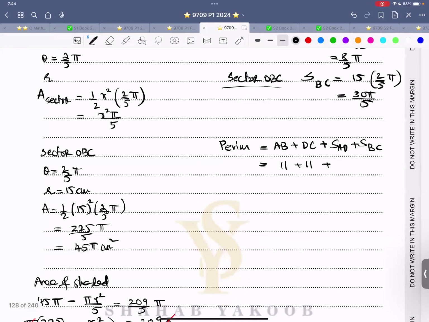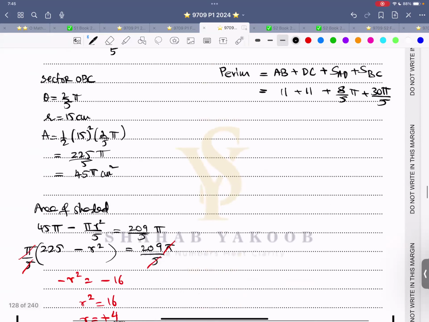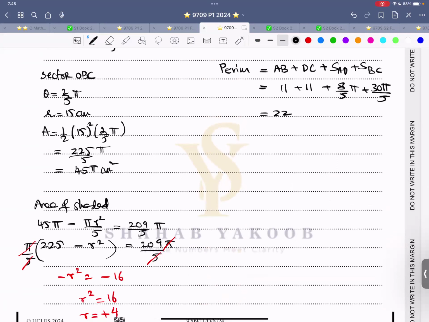So now this is 8/5 pi. And let's look scary. So let me correct myself. This is 8 over 5 pi. This is 30 pi over 5. So 11 plus 11 is 22. 30 plus 8 is 38 over 5 pi.